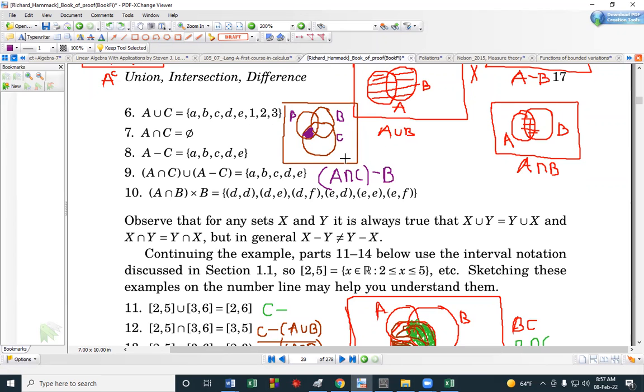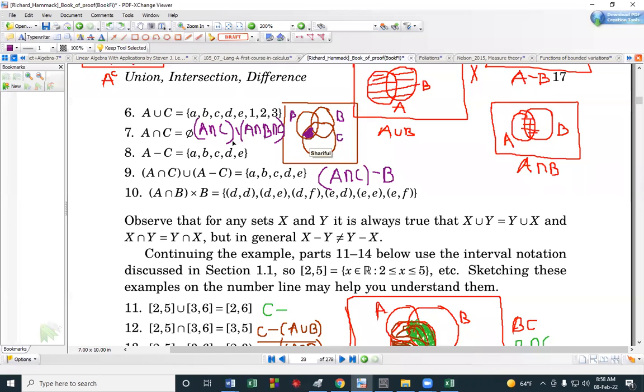Is there any other way we can get the same region? So how about if I subtract from A intersection C, A intersection B intersection C? Does it work? Yes, sir.